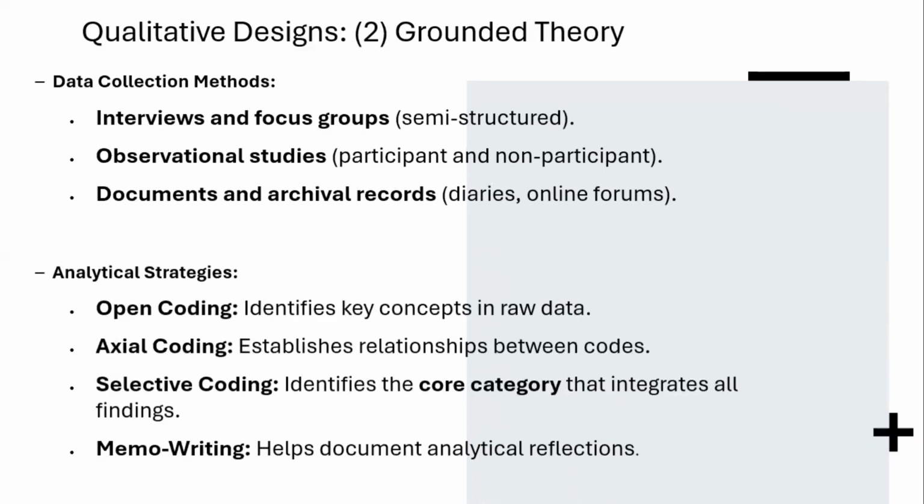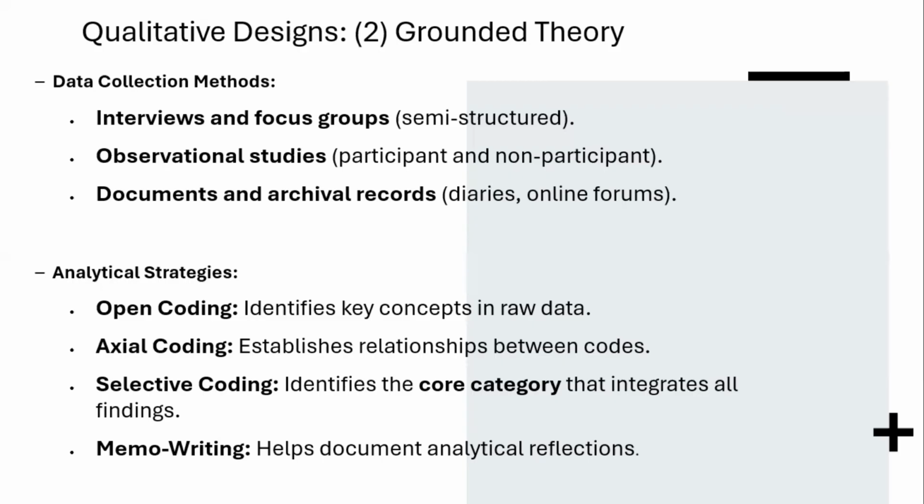So there are different kinds of data you can gather for your grounded theory research. You can do interviews and focus groups. You can add observation. You can do document archival analysis. You can add other creative methods like arts and all of that. You can collect different kinds of data.